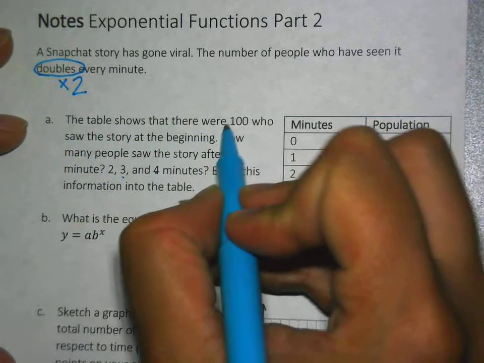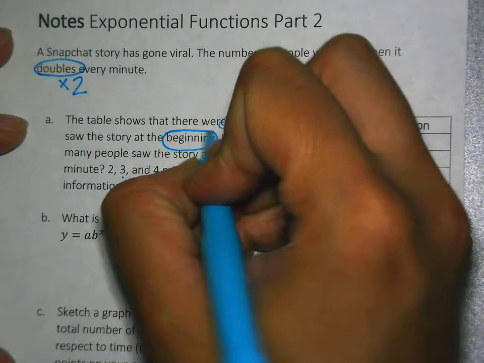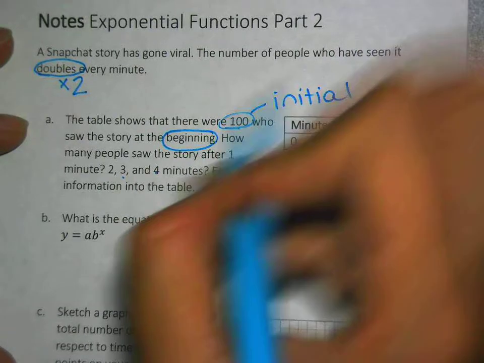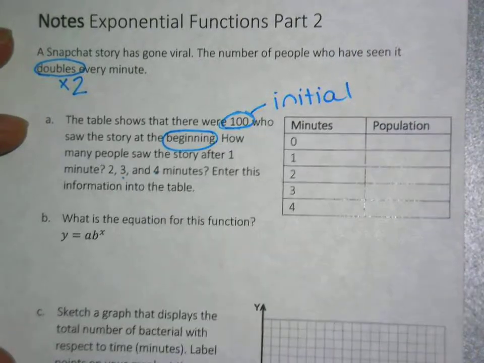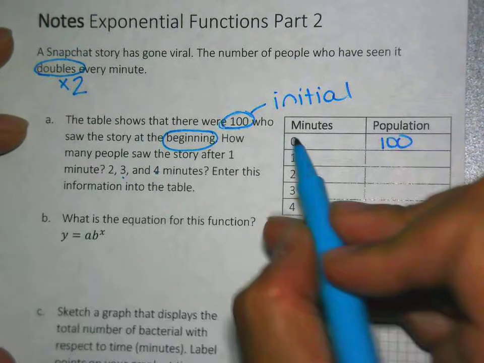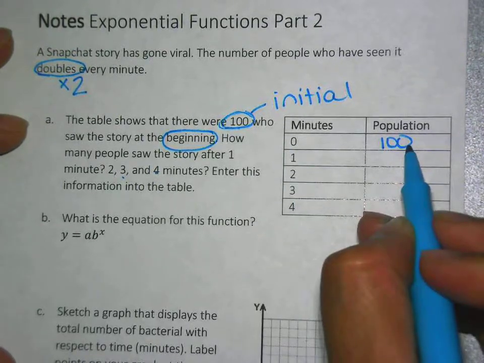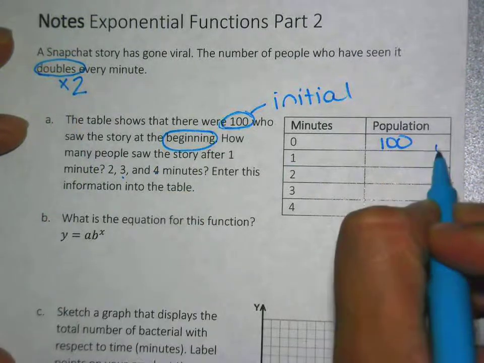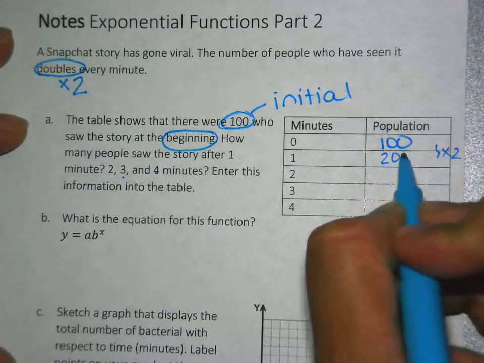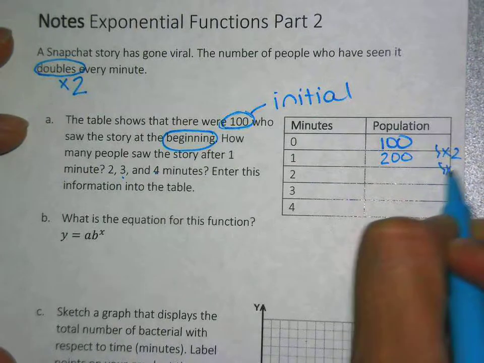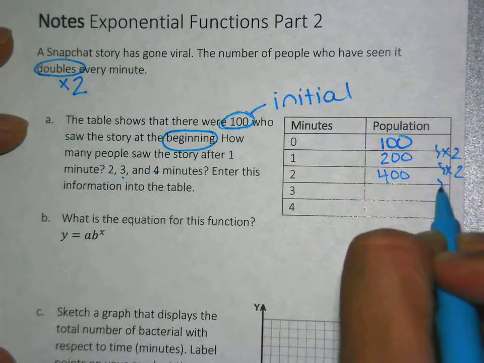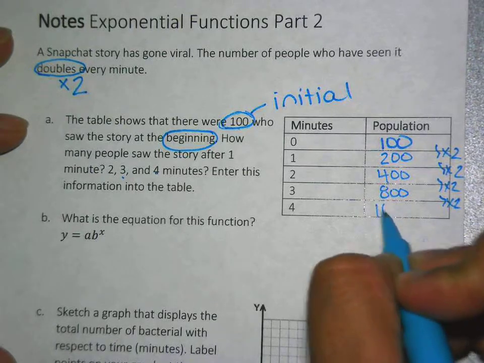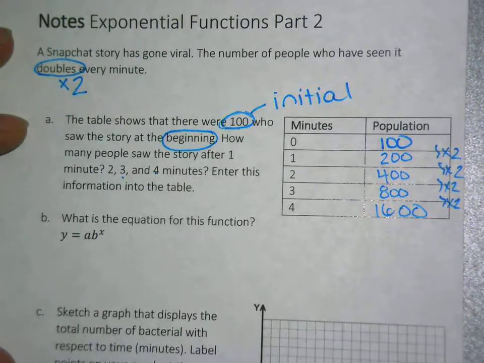Well, I know that 100 people saw it at the beginning. Beginning is another word for initial. So I'm going to say that 100 is my initial value. So at 0 minutes, 100 people had seen it. If it's doubling every minute, I'm going to multiply by 2. So times 2 gives me 200, times 2 again gives me 400, times 2 again gives me 800, and times 2 again gives me 1600.